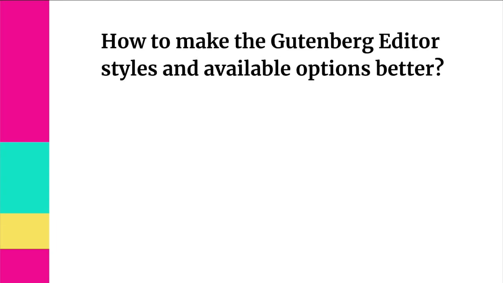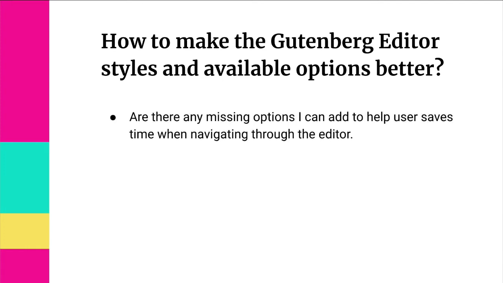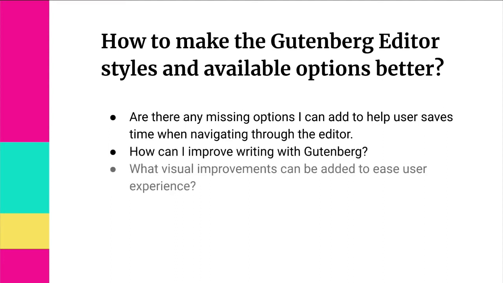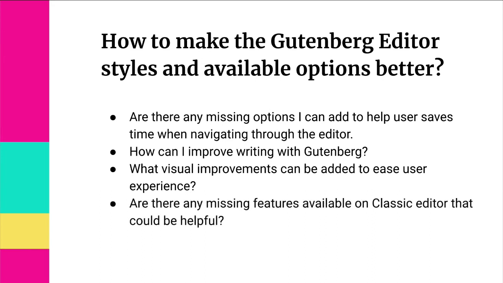The last problem I wanted to solve was how to make the Gutenberg editor styles and available options better. Are there any missing options I can add to help users save time when navigating through the editor? How can I improve writing with Gutenberg? What visual improvements can be added to ease user experience? Are there any missing features available on Classic Editor that could be helpful?